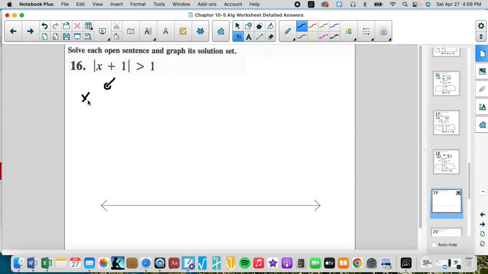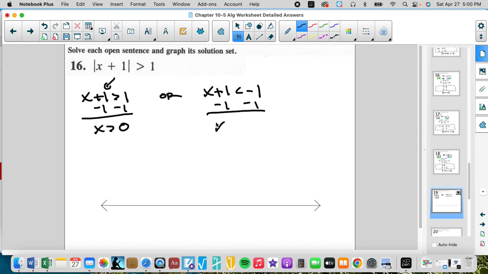X plus 1 is greater than 1, greater than is or. X plus 1 is less than negative 1. So we're going to minus 1. X is greater than 0, minus 1. X is less than negative 2. It's an or statement.